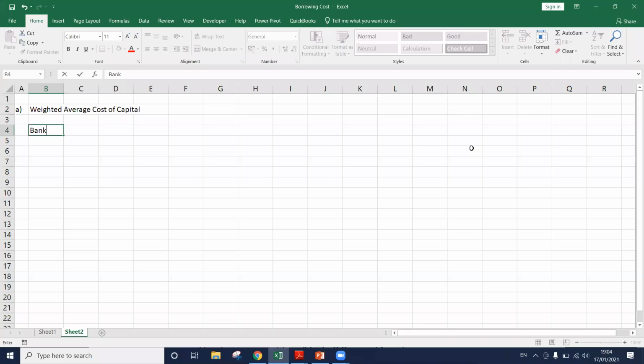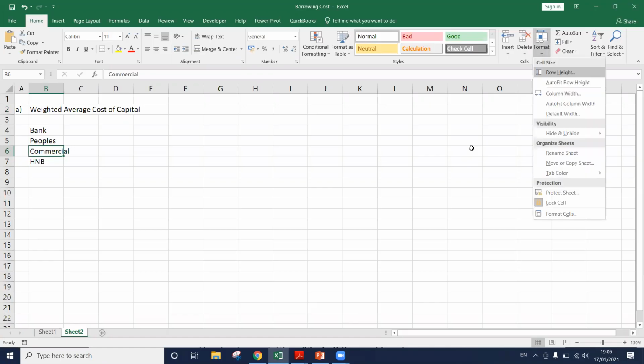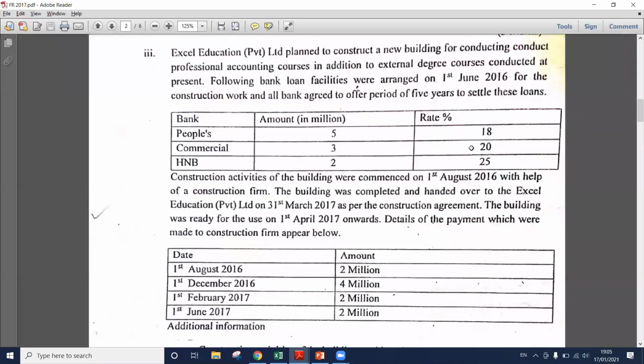Right. So they have 3 banks. One is People's, the other one is Commercial, and HNB. Right? The amounts we have obtained is 5 million. I will have it in rupees 1000, right? 5 million, 3 million, and 2 million. Right? And then rate 18%, 20%, and 25%.